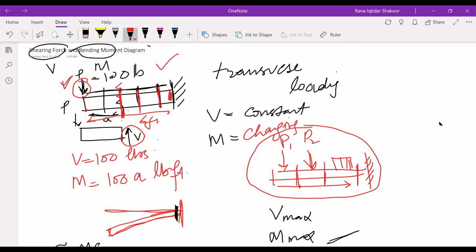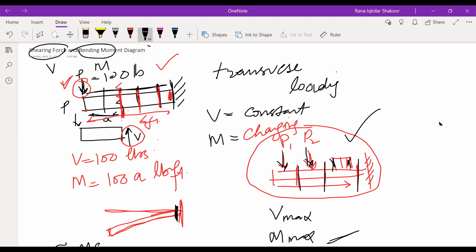But V can also be changed if we take another loading condition, like this one, where we have this load P1, this load P2, and then some load over here as well. In this case, if we take the section over here, then here, and then here, in all these cases V will also be changing and the moment will also be changing. So it all depends on what sort of loadings you have on your beam, and then you can calculate accordingly what V is there and what the moment is there.